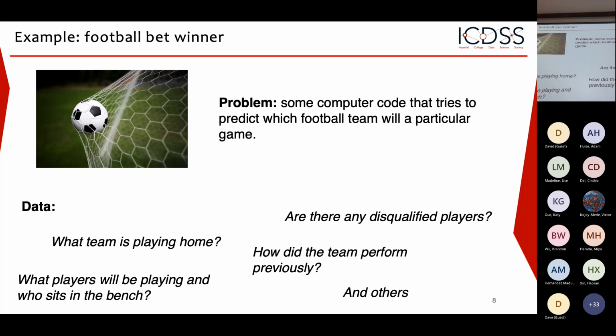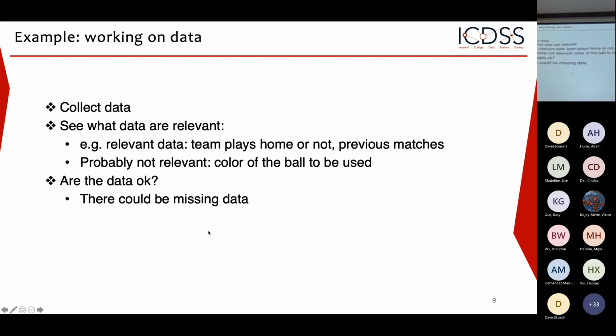So what kind of data could I need? I could need, for instance, what team is playing at home, how both teams performed previously. I need disqualified players. Maybe one team is playing with 10 players, the other with 11. That could have an impact, right? So we could think about all the types of data that could be relevant. Then we need to go and get this data somewhere. So maybe we need to do some web scraping. That means you write a piece of code that takes information from a website and loads it to a file on your computer, for instance.